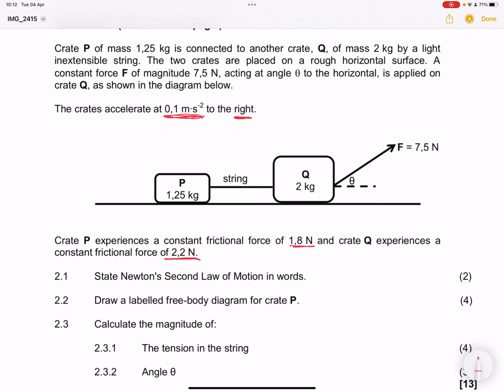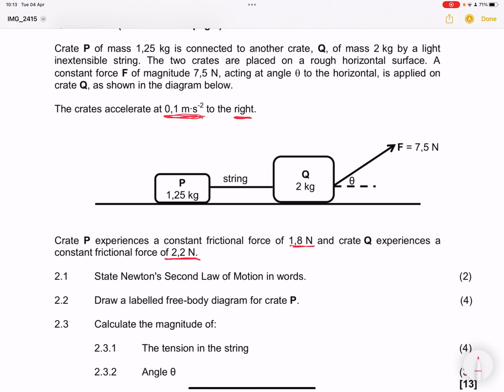The first question says, state Newton's second law of motion in words. Please remember, if a resultant force acts on a body, it will accelerate in the direction of the resultant force, and that acceleration is directly proportional to the force and inversely proportional to the mass. I've done some shorts on this to help you understand and memorize it better.